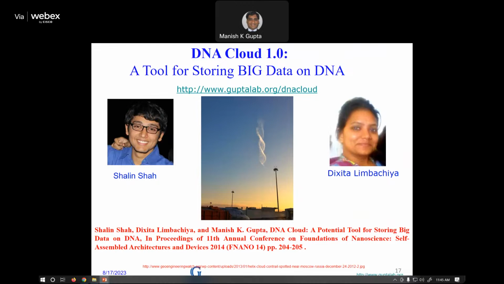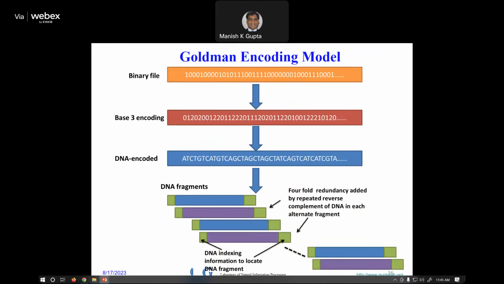So it's a bit complicated, actually, for you maybe to understand. It's just repeated reverse complement of DNA in each alternate fragment. Like that, it is added. One can work out a more detailed example. And this is the DNA indexing information to locate the DNA fragment. It's a bit lengthy, but anyway.